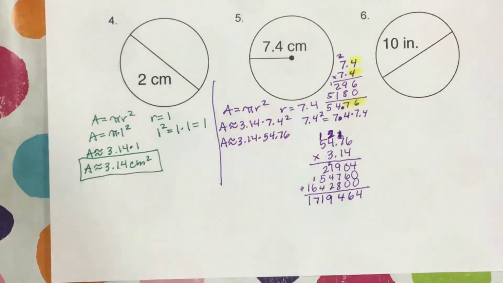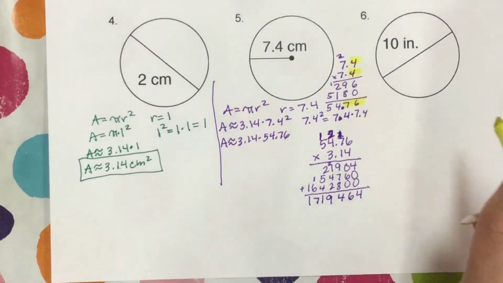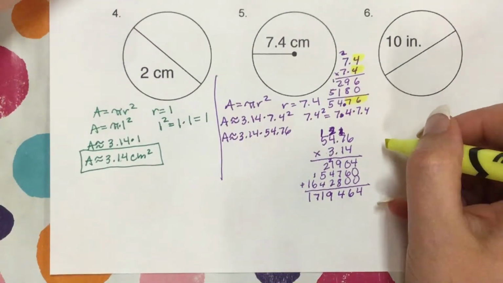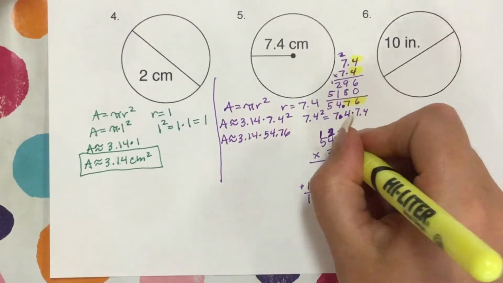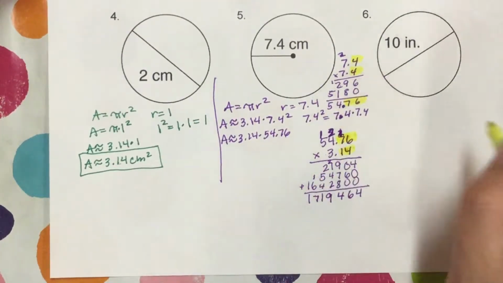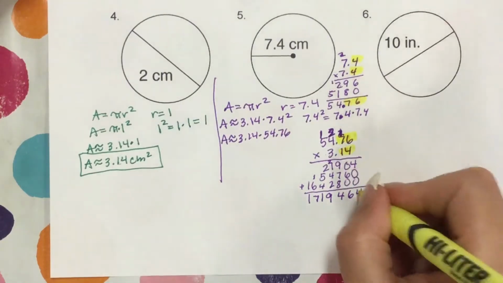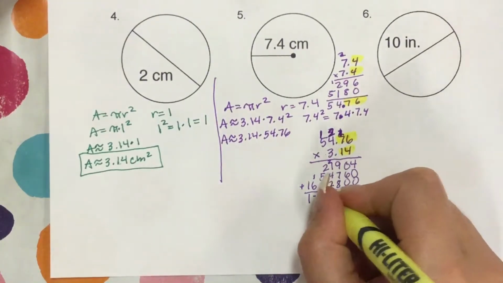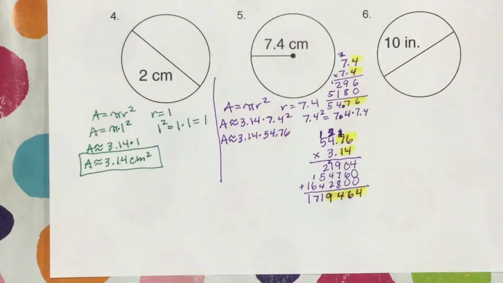Oh my goodness, that was a lot. Okay, now we need to determine where to put the decimal place. So there's one decimal there, another one there, another one there, another one there. So there are 4 decimal places. So 1, 2, 3, 4. That's where we put the decimal place.